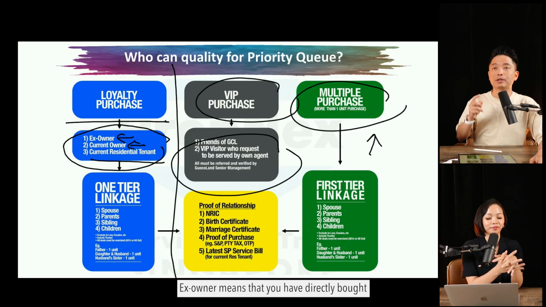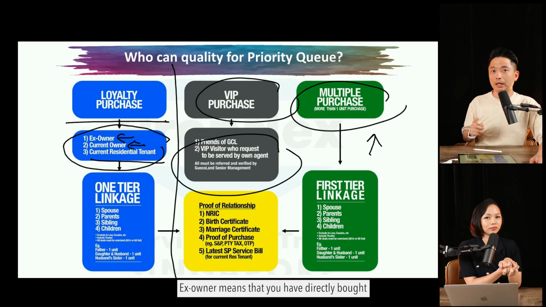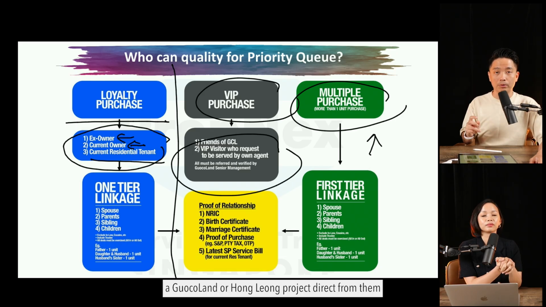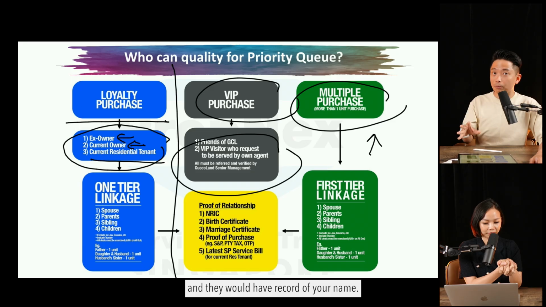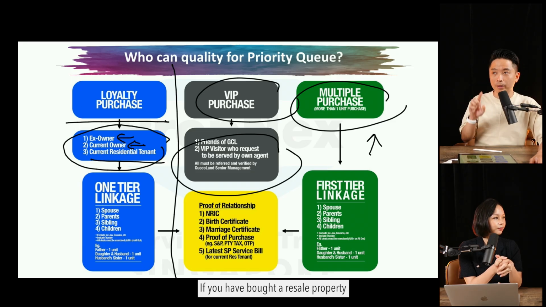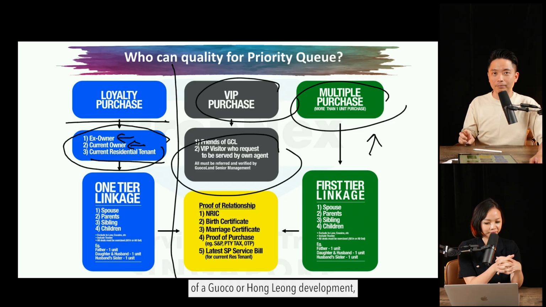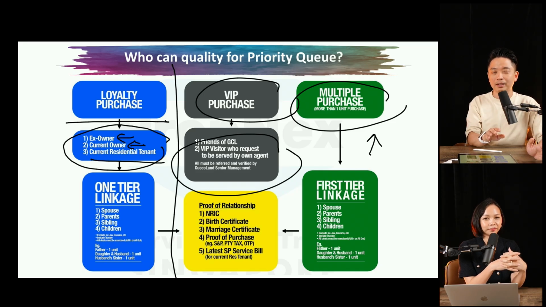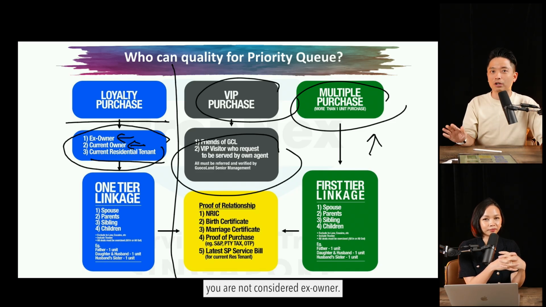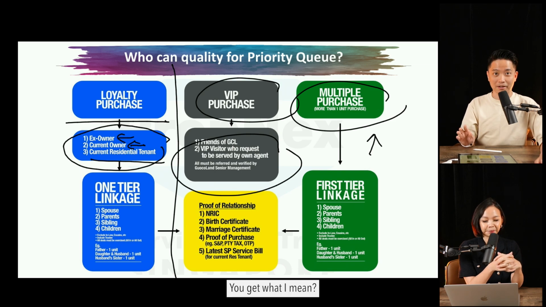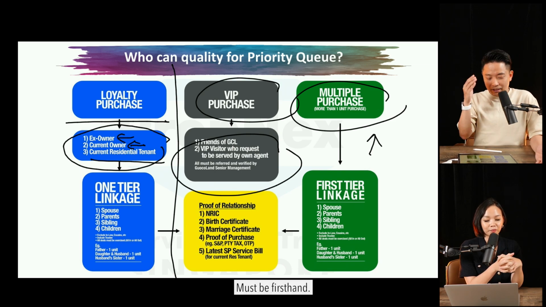Ex-owner means that you have directly bought a GuocoLand or Hong Leong project direct from them, and they would have record of your name. If you have bought a resale property of a Guoco or Hong Leong development, but it's not directly from them, and you have sold that property, you are not considered ex-owner. You get what I mean? Because they don't have record that you have done that. Must be first hand lah.